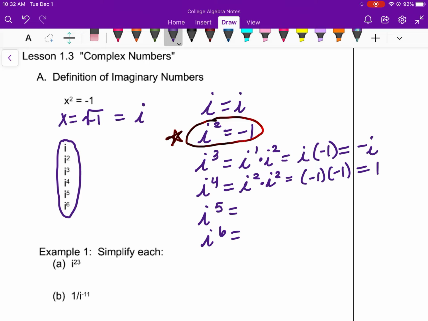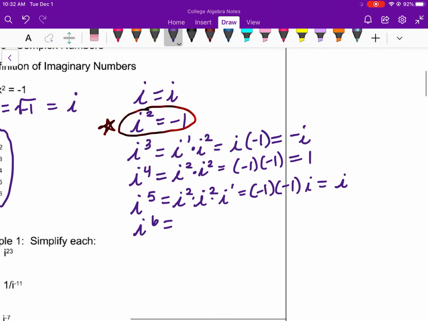i to the fifth, I can write it as i to the fourth times i to the first. So you have a lot of ways to get an exponent of 5. I'm just going to go this route. So 1 times i, and I would make a positive i.